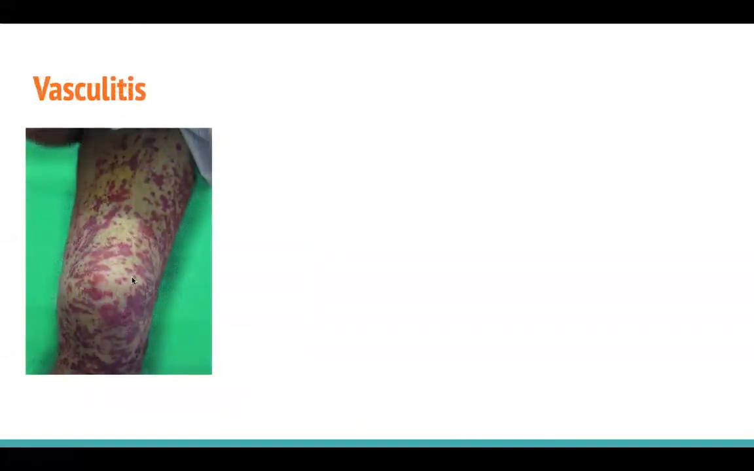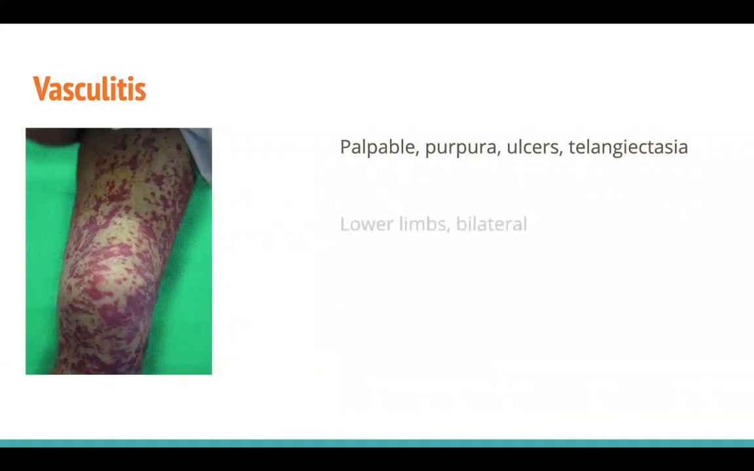Vasculitis, this is a nice example of vasculitis here. It's very palpable purpura. You can get ulcers, you can get telangiectasia. Usually vasculitis or vasculitic rashes affect the lower limbs bilaterally because it's a systemic process. And there's usually some evidence of end organ damage. So you're looking for signs of pneumonitis when you listen to the lungs, possibly heart failure, and also reduced urine output could be an indication that the kidneys are affected. You want to do a vasculitic screen or an autoimmune screen, as mentioned earlier.